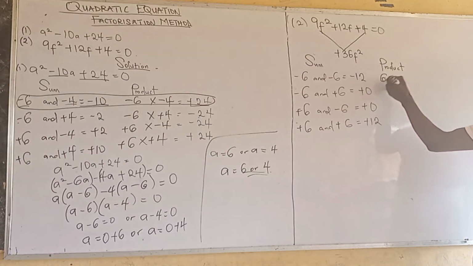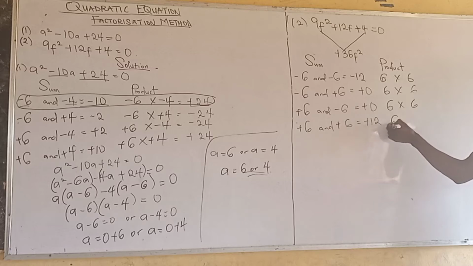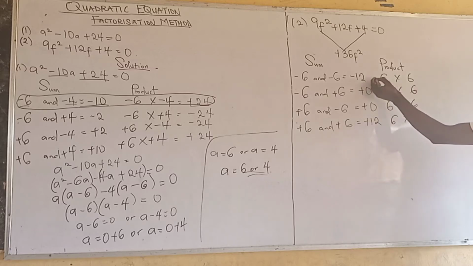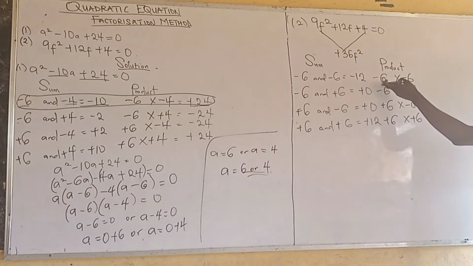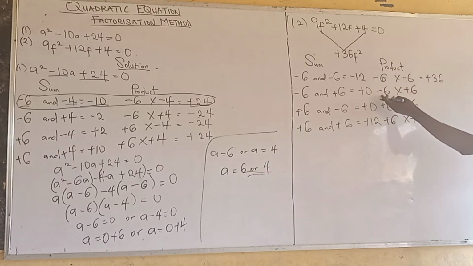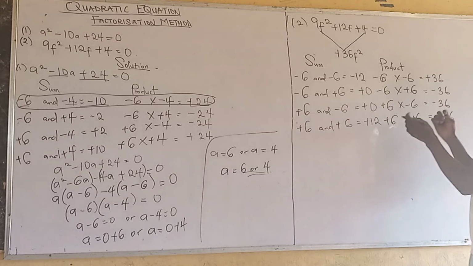Now coming to this side, we have 6 times 6. Okay, now let's say this is minus minus, minus plus, plus minus, and plus plus. So now this is minus 6 times minus 6, it will give you plus 36. Minus 6 times plus 6 will give you minus 36, and this will give you minus 36, and this will give you plus 36.